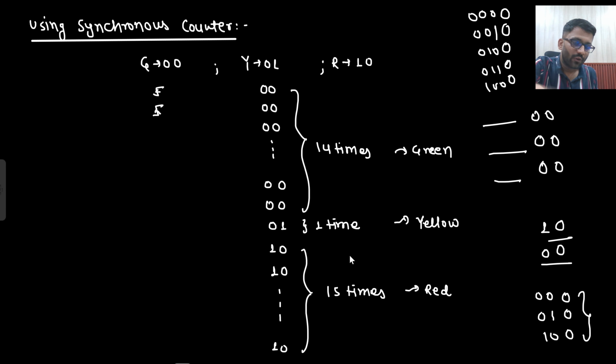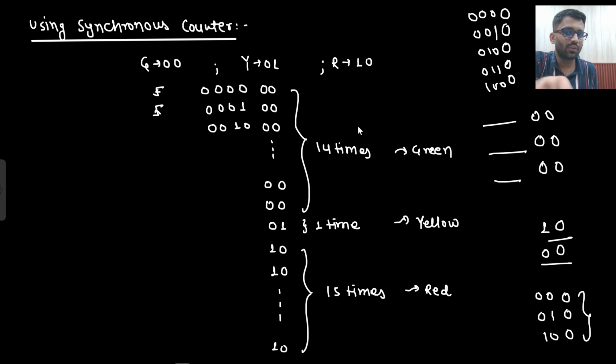If it is there for 14 times, using 4 bits what can I do? Using 4 bits I can generate 16 combinations. 0 0 0 0, 0 0 0 1, both are differentiated. 0 0 1 0, this is also differentiated. Then 0 0 1 1. In that manner I will keep on going, and any combination I can pick. I am just not going to repeat the combination.